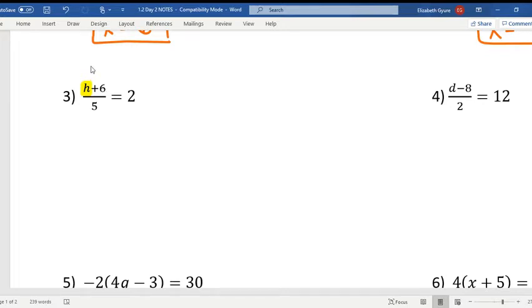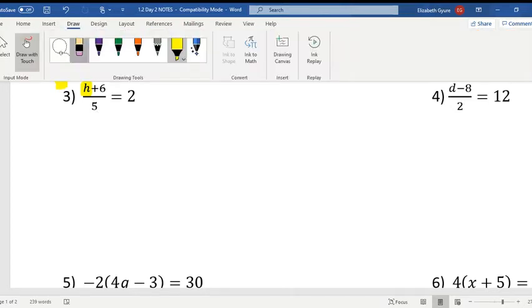Thank you. So with this, if you try to move the 6 over, the 6 is stuck at the top of this fraction. We can't move it. Okay, it's at the top. So we want to get rid of the fraction. What's the opposite of dividing? Multiplication. We're going to multiply.